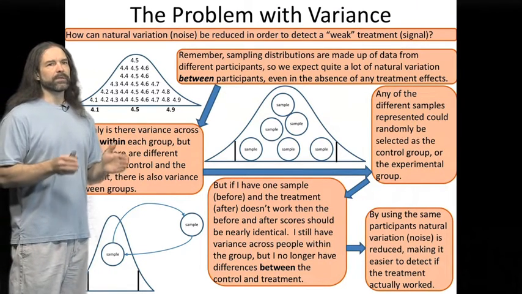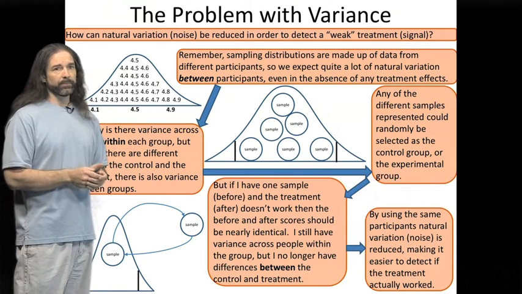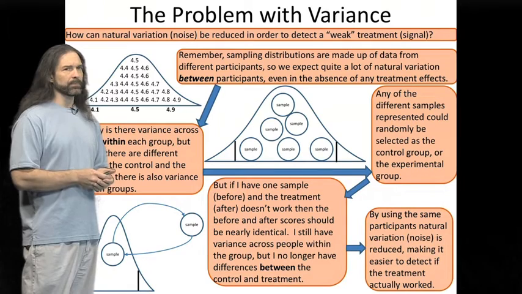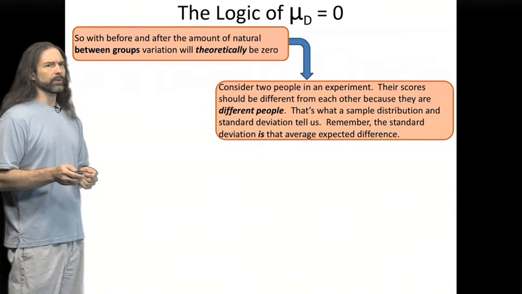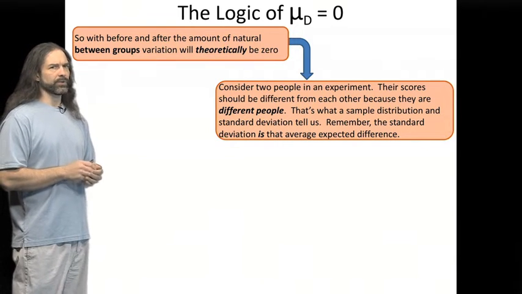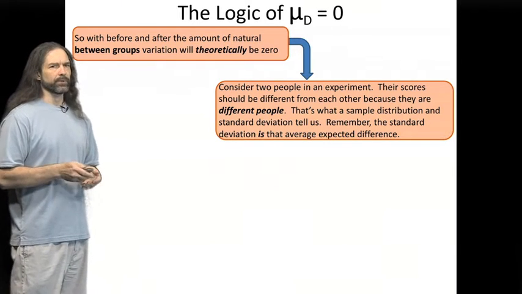So by using the same participants, the natural variation, the noise, should be reduced because we will be getting rid of the between groups variance. So I'm going to revisit this on the next slide just so that we can really truly understand this. The amount of natural between groups variance should theoretically be zero, but if nothing else, should definitely be reduced.